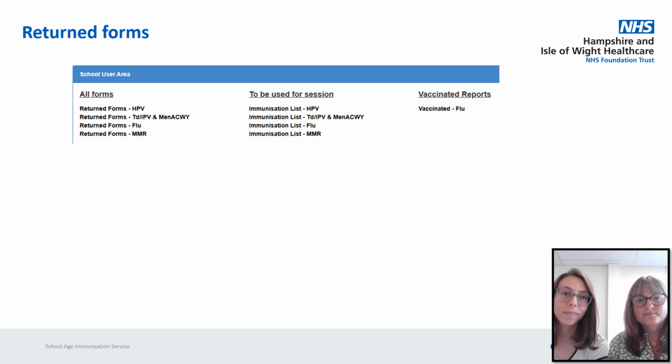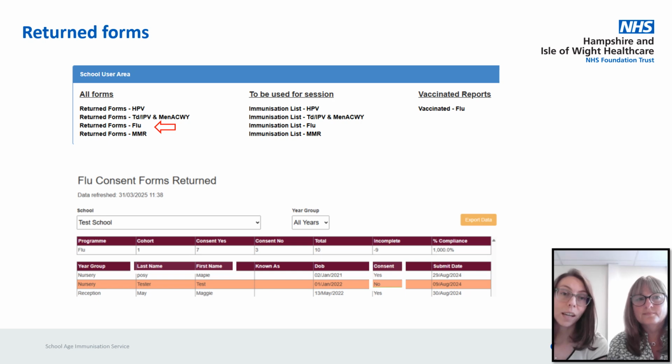Returned forms. When you log in now, you will see on the left-hand side the Returned Forms reports. This will show you all the parents that have completed a consent form, including those that have declined. The first table will show the overall compliance of the number of forms returned. It will calculate the number of yes consents, no consents, and those that have not submitted and therefore incomplete. If the cohort number is incorrect, please let us know, as this could affect your compliance figure.